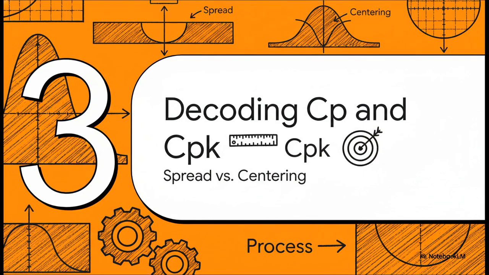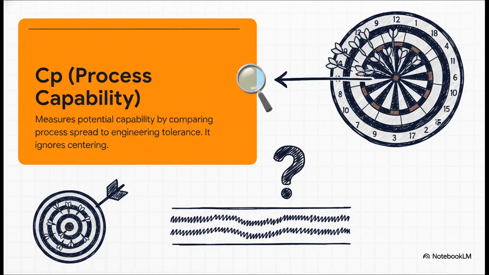All right, so we've established the what and the when. Now, let's get into the nitty-gritty and decode the two most important metrics for our stable processes, CP and CPK. They sound similar, I know, but they tell you two totally different and equally critical stories. First up, we have CP, which stands for Process Capability Potential.